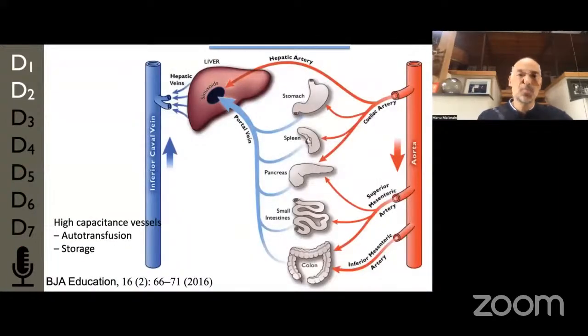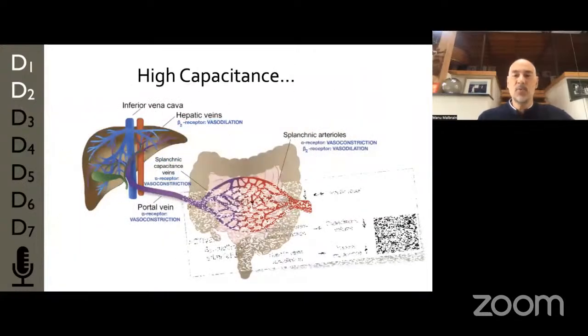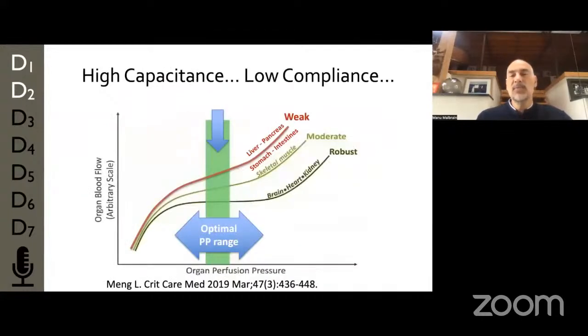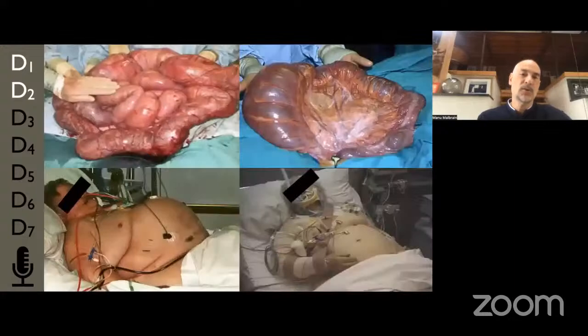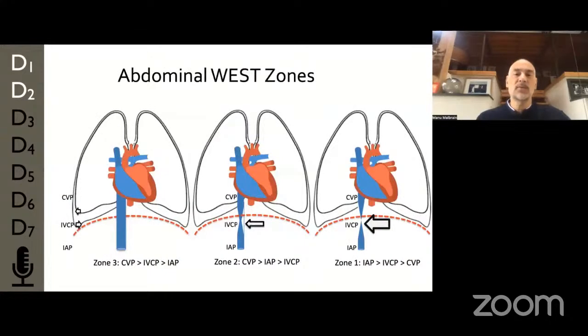If we look at the abdomen, the abdominal vessels form a very large capacitance venous pool where we can have vasoconstriction of the veins or hepatic vein vasodilatation. As a result, this may increase effective circulating blood volume, which sits between the stressed and unstressed volume. It has a high capacitance, but a low compliance compared to brain, heart, and kidney autoregulation. So if we give a lot of fluids, there will be capillary leak, intestinal edema, ileus, abdominal pressure will increase, and this will decrease superior mesenteric artery flow.